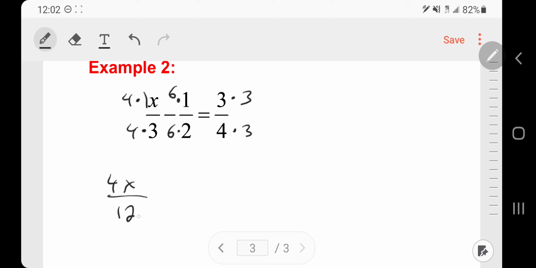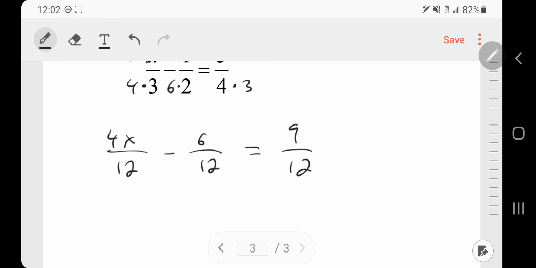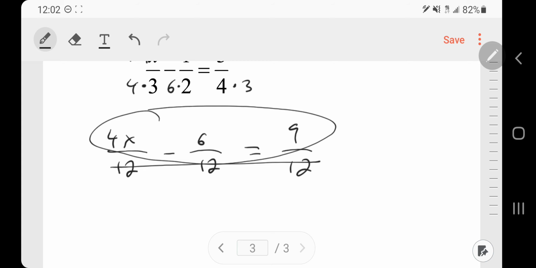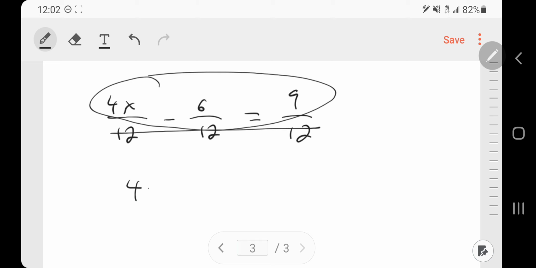4x over 12 minus 6 over 12 equals 9 over 12. Okay, in this step, I'm technically multiplying my entire equation by 12, but we can just go ahead and cross off the bottom and deal with what is up here. So it becomes a two-step equation. 4x minus 6 equals 9.